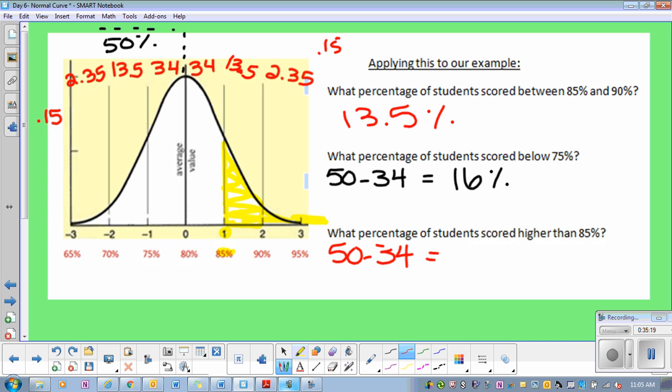So again, this is 16%. So 16% either way. Yes? Questions about this? All right.